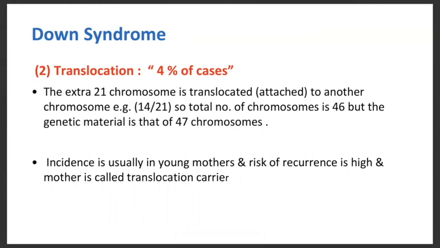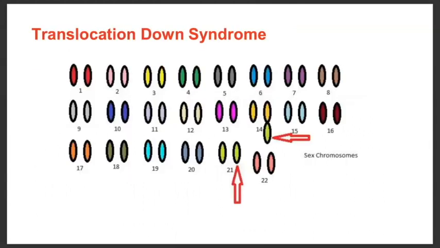You have an extra 21 chromosome that is translocated to another chromosome, so that you have a total number of chromosomes of 46, but the genetic material is that of 47 chromosomes. The incidence usually occurs in young mothers, and the risk of recurrence is high. And the mother is called a translocation carrier. Okay, so this is a good example illustrating translocation with Down syndrome. Now, the extra 21 chromosome is translocated to chromosome number 14, so it would appear as a normal number of chromosomes, but again, chromosome number 14 would bear an extra chromosome in its structure. So that would still confer the manifestation of Down syndrome.